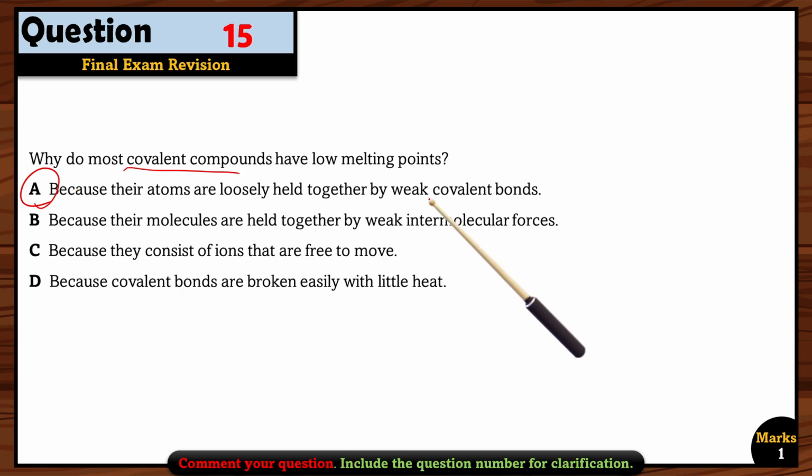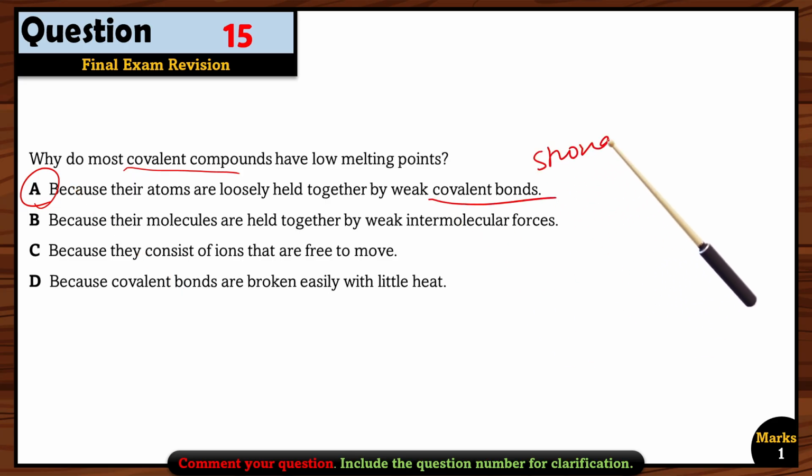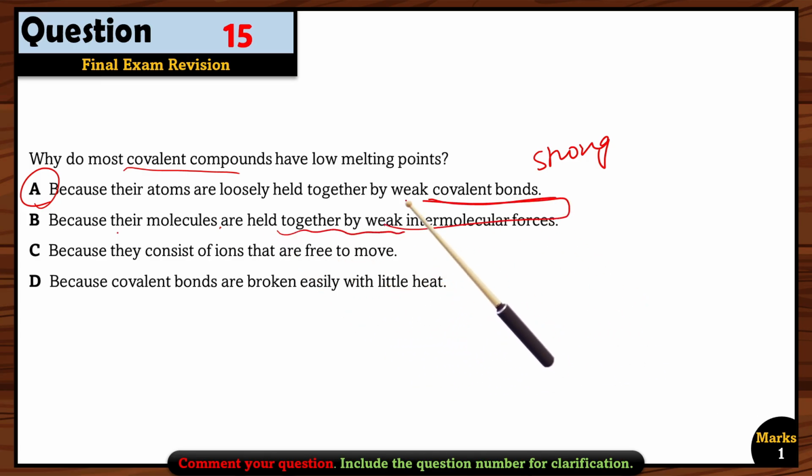Covalent bonds are very strong. They are not weak, okay? So what is the thing that is responsible for the low melting point? It is actually the weak intermolecular forces, or we can also call them weak attractive forces between molecules. So that's why you have to choose that option, because their molecules are held together by weak intermolecular forces. Yes, this option is the right option.